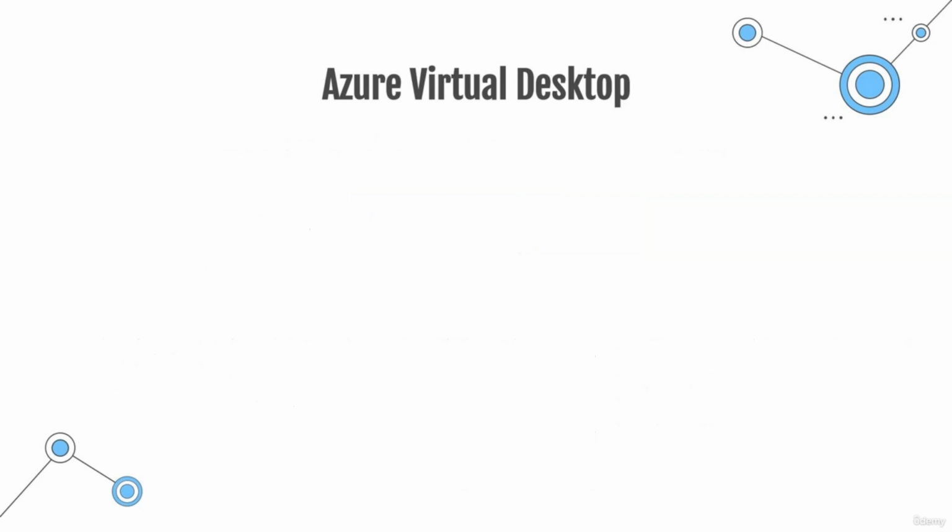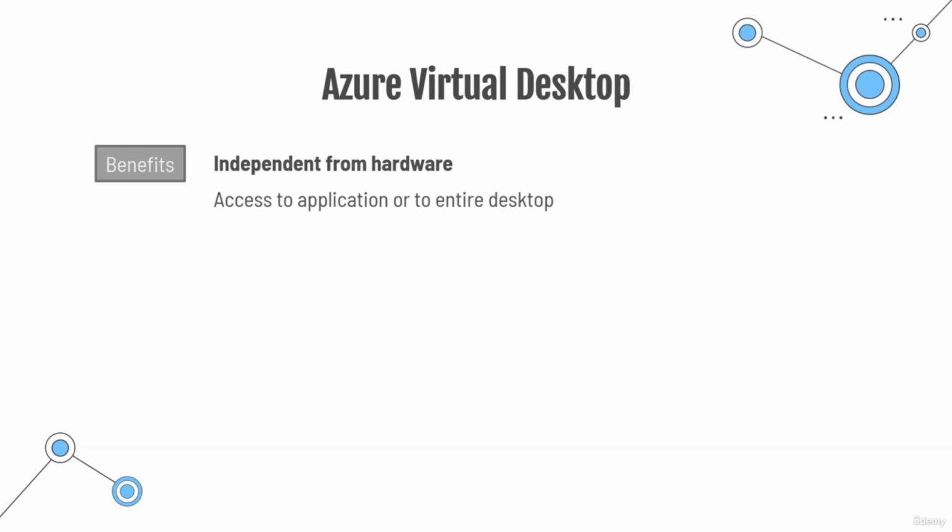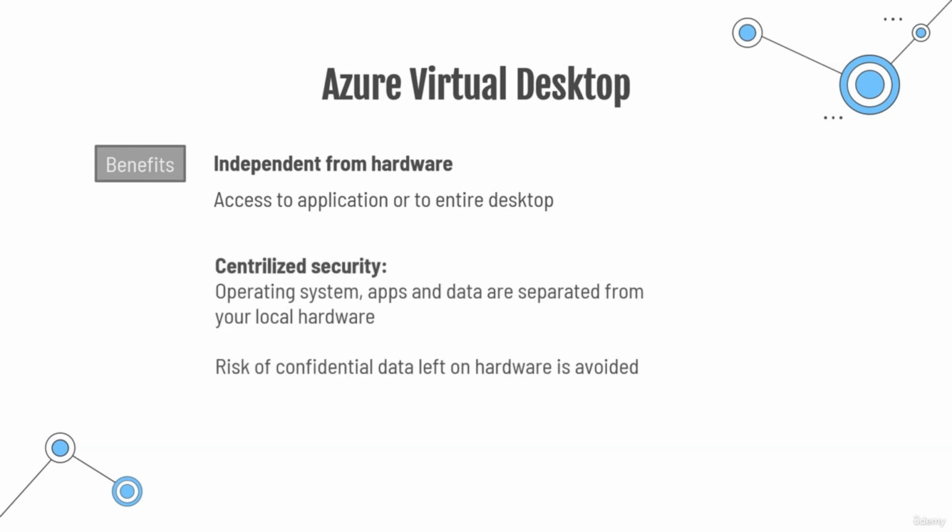But now, what are the real benefits of that? We've already heard that we are independent from the device that we are using and the location, and this is basically decoupling the hardware from our working environment. So our data and all of the applications are not installed on our hardware, but they are just virtualized in the virtual desktop that we get access to through the user. And the main benefit of this is that the security is centralized, because we decouple the files, the application and the operating system from the local hardware.